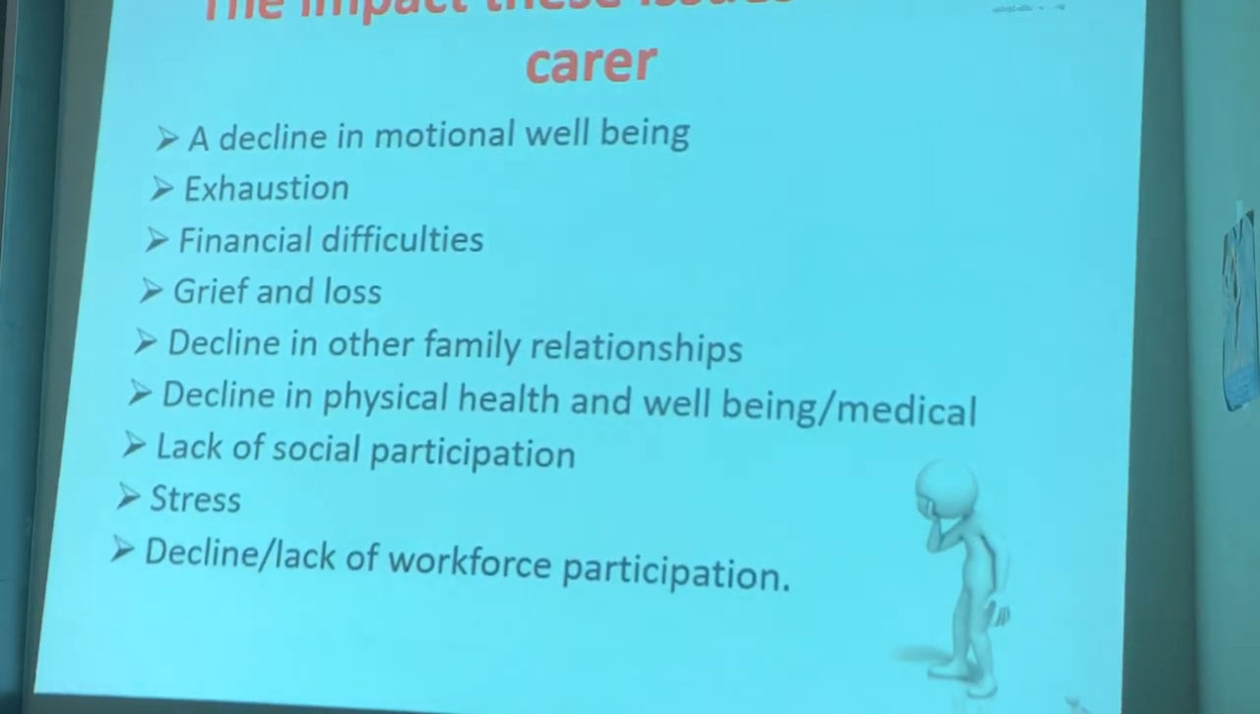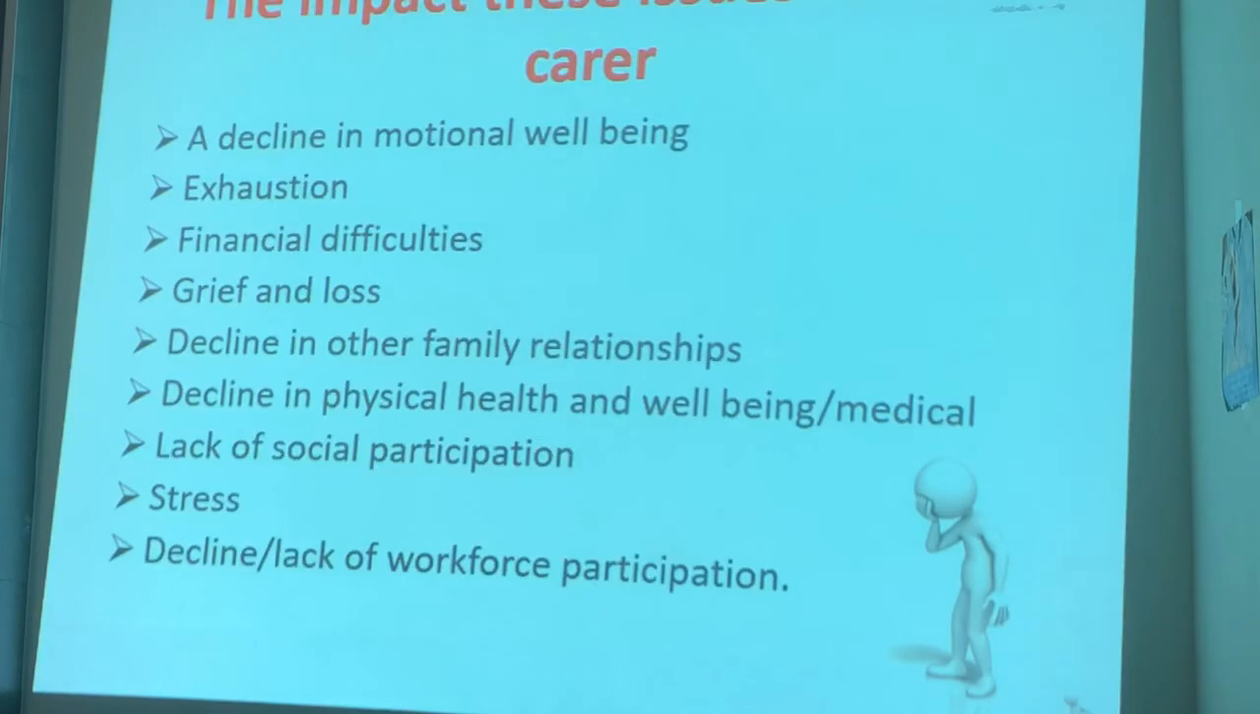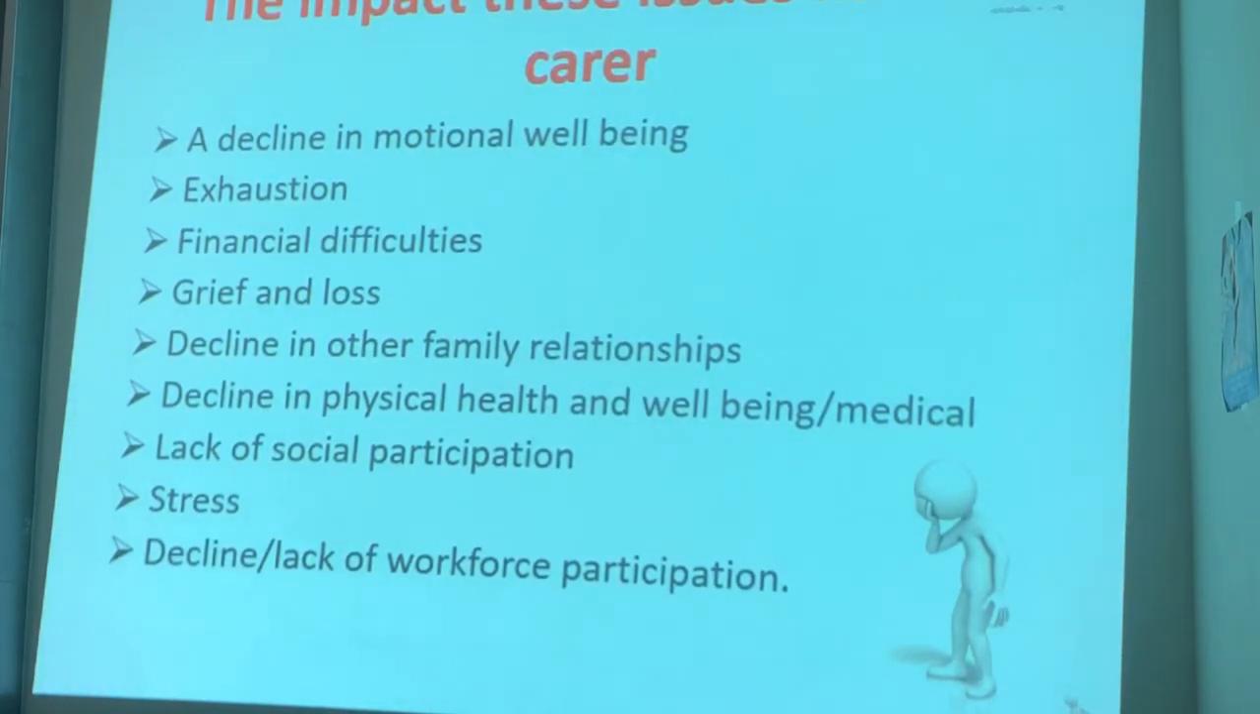That's what I'm telling you, that is the impact these issues have on the carer. If you will be the one looking after your parents, you will have financial difficulties because you will only depend on the allowance that the Centrelink will give to you. Okay, decline in other family relationships because you cannot attend any birthdays, any celebrations because no one will look after your parents.